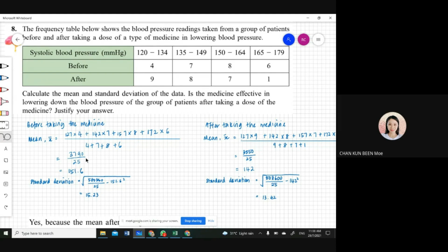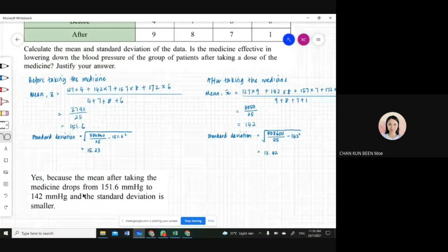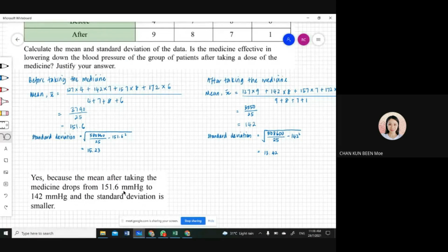So actually, for the mean over here, we need to determine the lower mean. The lower, the better, actually. So if you compare 151.6 and 142, after taking the medicine is better. Whereas for standard deviation, this one is 15.23 before, after is 13.42. So of course, for the standard deviation, the lower the better, meaning after taking the medicine is better. So when you answer the question, yes, because the mean after taking the medicine drops from 151.6 millimeters of mercury to 142, and the standard deviation is smaller.